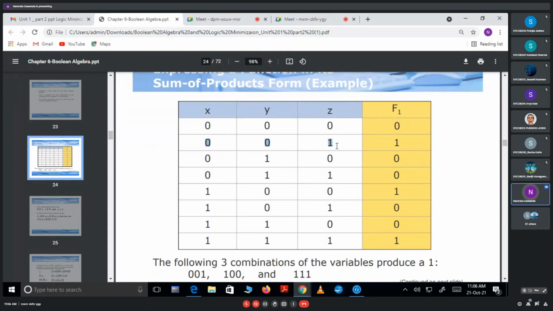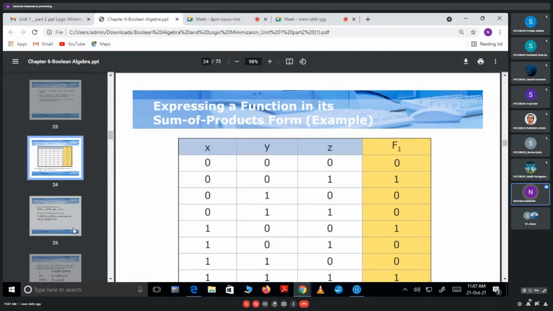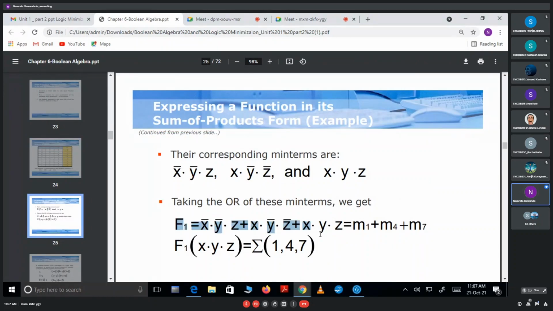What is the binary-to-decimal equivalent of this? 1. Right? What is the decimal equivalent of this? 1, 0, 0. 4. Right? And what is the decimal equivalent of this? 7. So indirectly, wherever we are getting the output as a 1, we directly write the result as summation of 1, 4, 7. Summation indicates the sum of product. Okay, so that's it. Now this truth table is indirectly represented in terms of this expression.